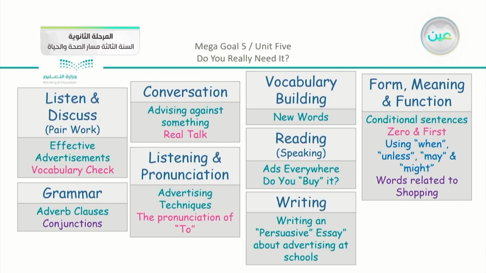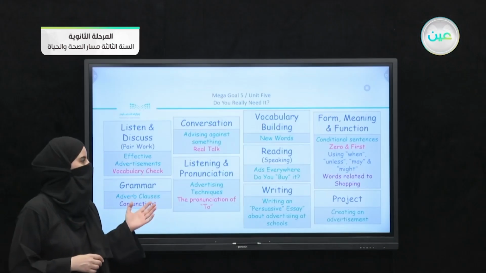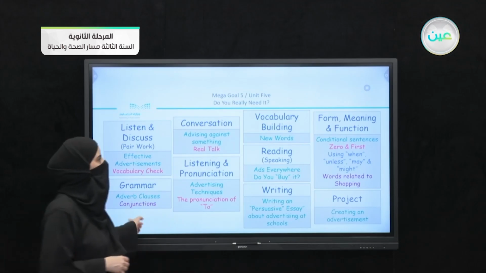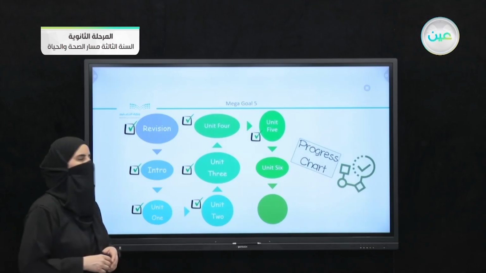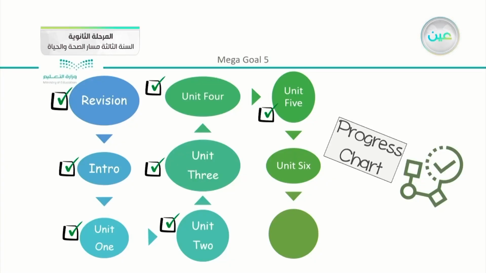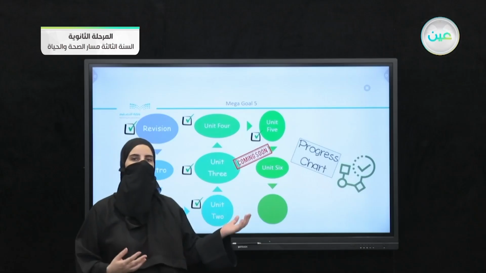And then we have here the form, meaning, and function, which we learned yesterday about conditional sentences, the zero and the first conditional sentences, using when, unless, may, and might with these sentences. And we also learned many words related to shopping. And of course, we have our lesson today, which is the project, which is about mainly creating an advertisement. So we have covered our unit. We have finished Unit 5. And next week, inshallah, we are going to start with Unit 6, which is going to be the last unit that we have here in our syllabus.